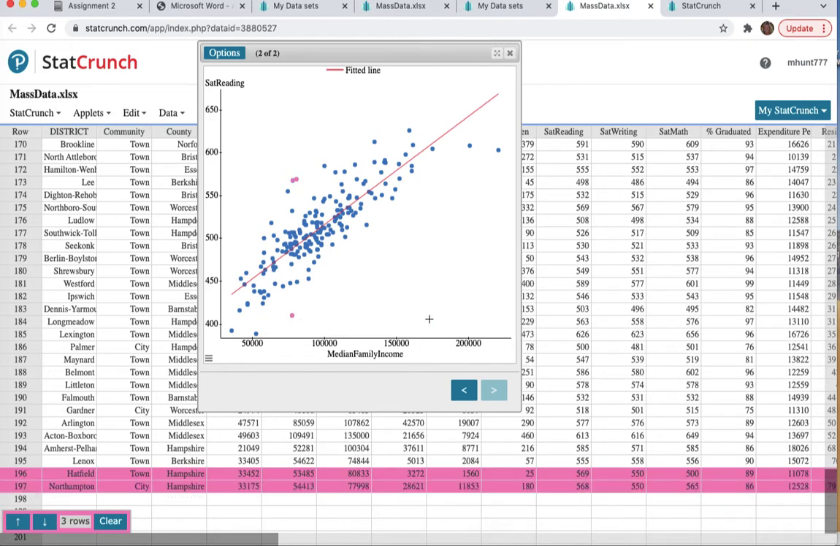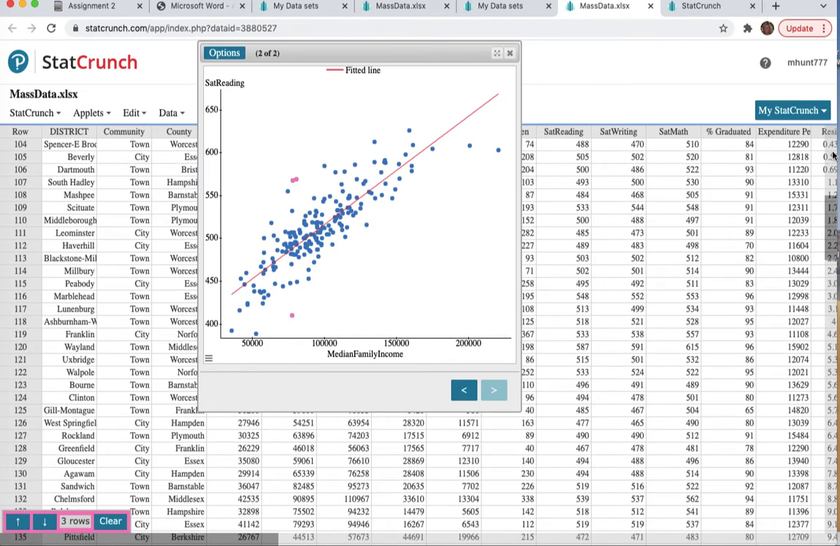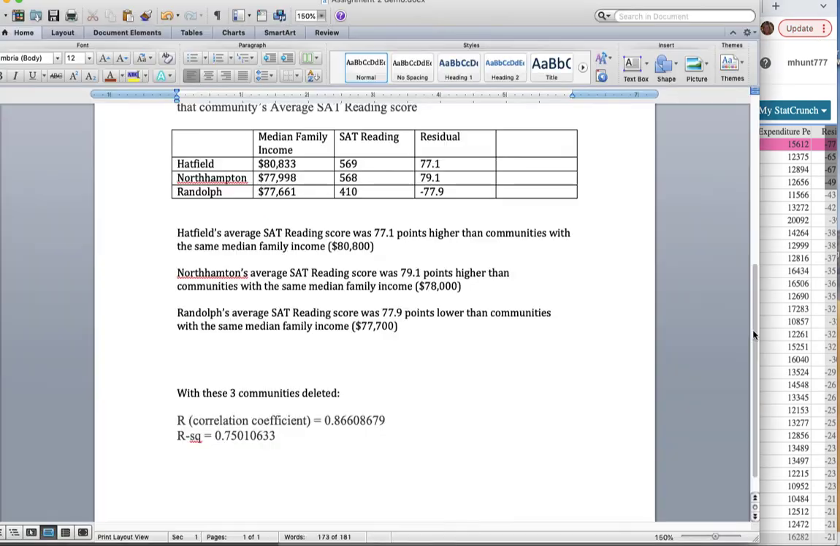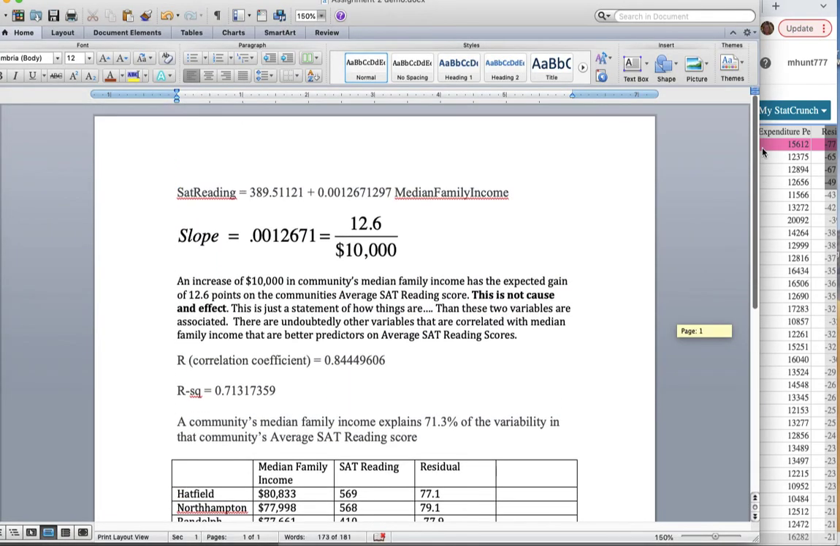Now I can see them on my scatter graph. There are the communities. On the high side, there's Hatfield and Northampton, and on the low side, if I get way back up here, on the low side is Randolph. Now I'm going to take a moment to go to a Word document. So here are our answers to some of the questions that are going to come up on your assignment.